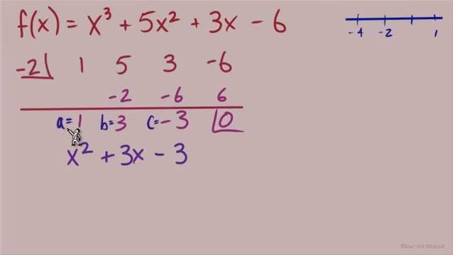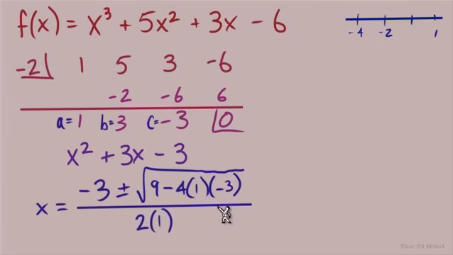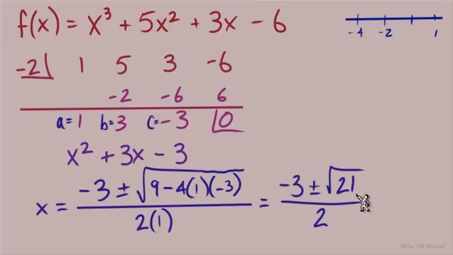So these coefficients are a, b, and c. We'll plug them into the quadratic formula. A little simplified, negative 3 plus or minus radical 21 over 2. So those are the last two zeros we're looking for.